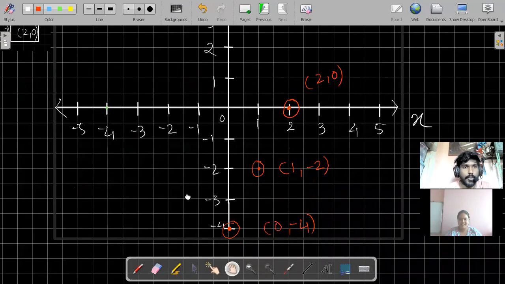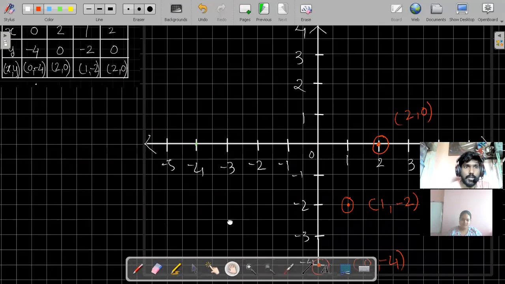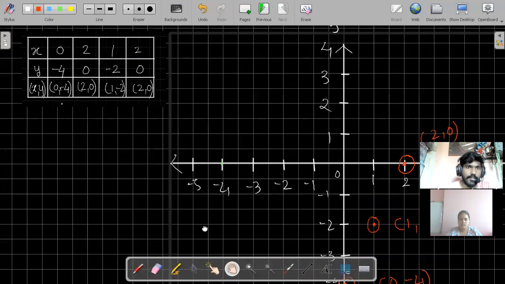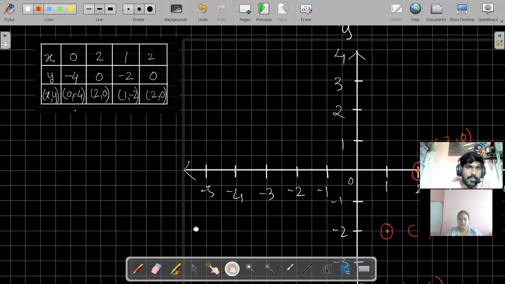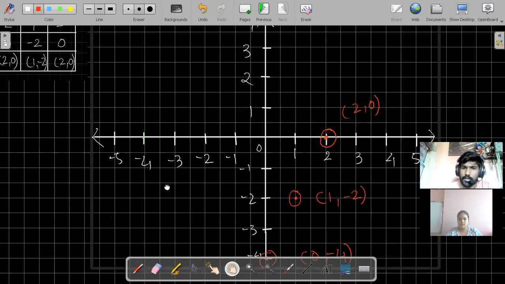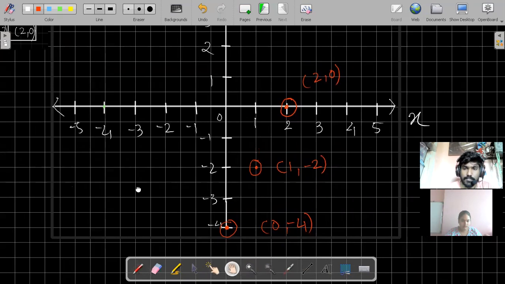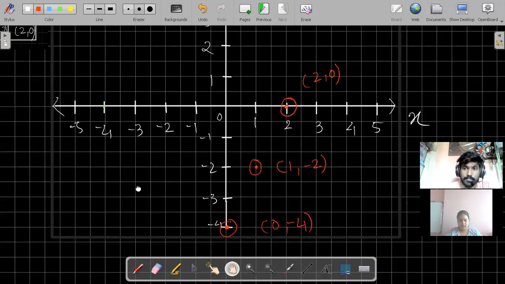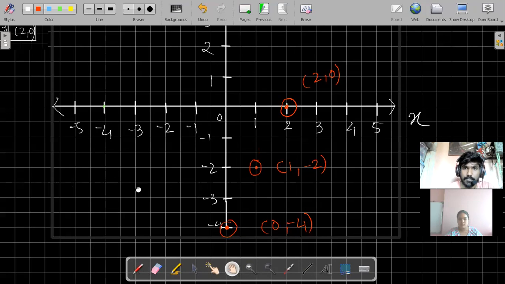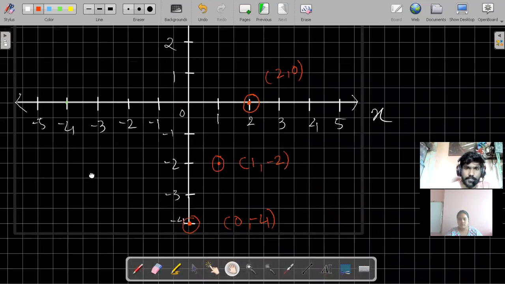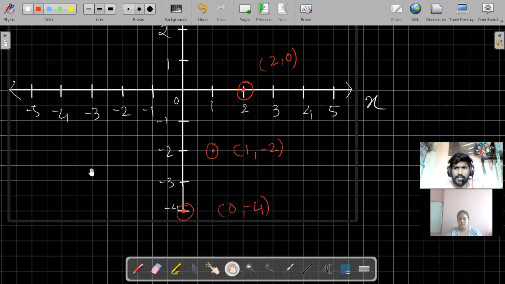And the last point is 2 comma 0. So where will 2 comma 0 come? 2 comma 0 we have already taken. It will come in the same place. It's okay, 2 comma 0 is the same thing. So we have got three points. We had to get 4 points, but 3 points is also okay.